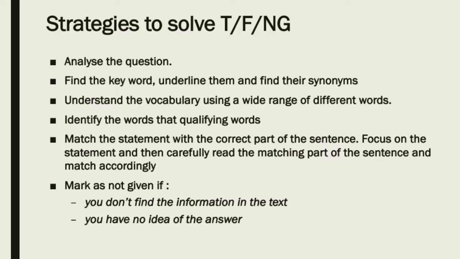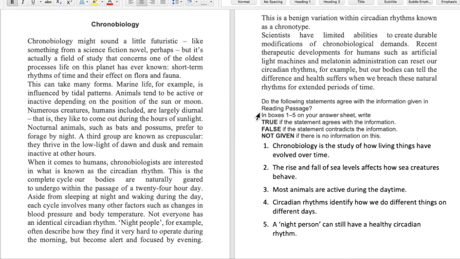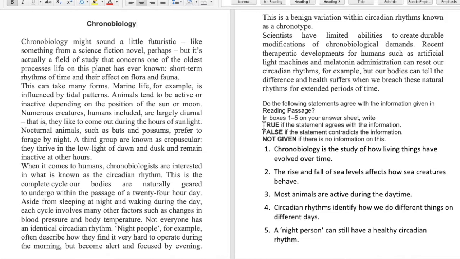Now let's move on to a passage that was asked in IELTS as a true, false, not given. This is a passage that we have selected for today. As you see, there are questions over here, true, false and not given, and on the other side this passage is given to us.